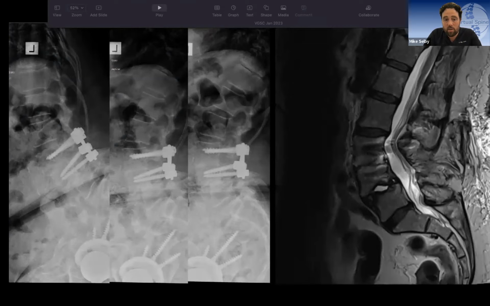When she came back to me, she had developed frank instability. You can see the collapse there on the erect x-ray. The MRI shows a fluid cleft in the disc beneath her fusion.